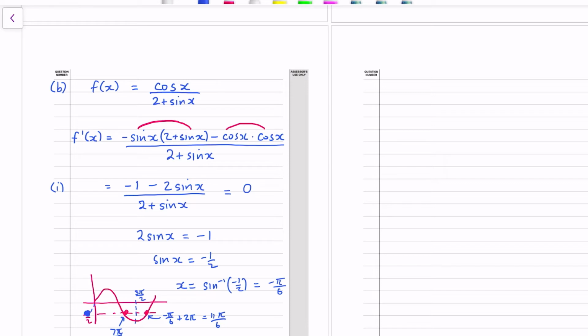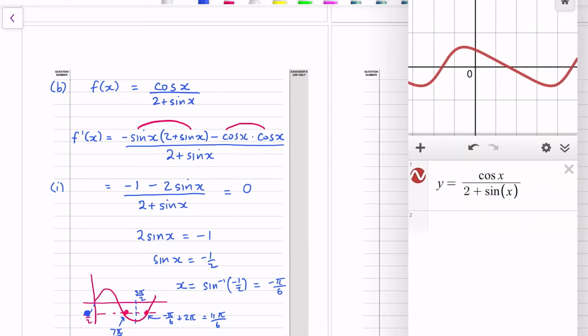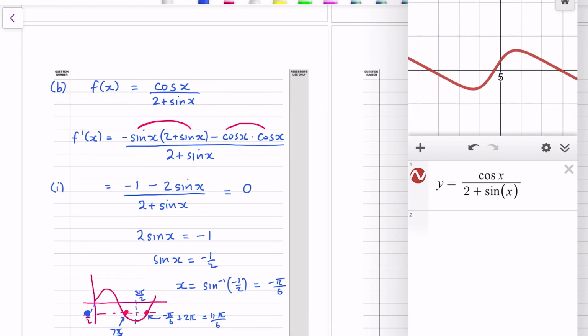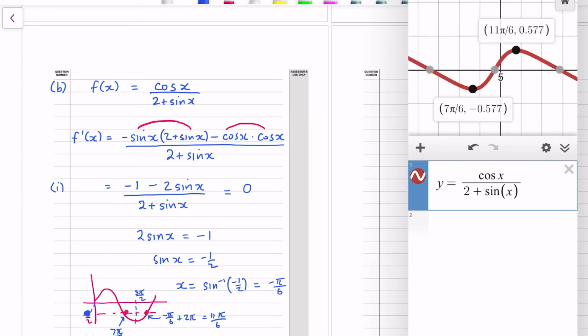So if we just have a look at the Desmos graph of it, there's our minus pi over 6, but we didn't want that one. That's our minimum there, 7 pi over 6, and our maximum 11 pi over 6. And 0.577 is actually 1 over root 3.